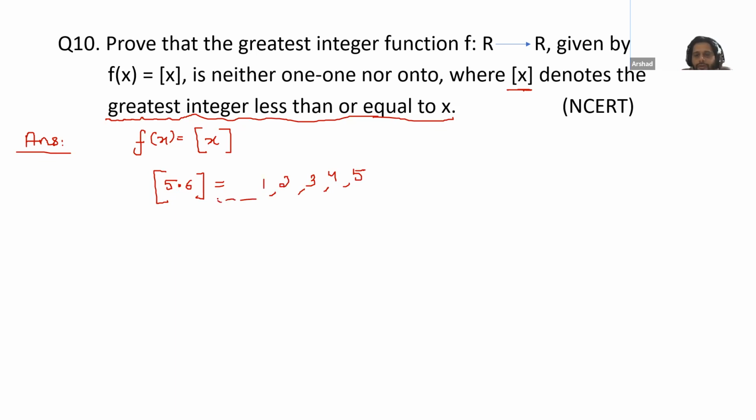This is clear to everyone? Okay, so whenever you get a greatest integer function, always write the integers which are either equal to that number or less than it. Now from these numbers, always select the greatest one. So the greatest number is 5. So your answer is 5.